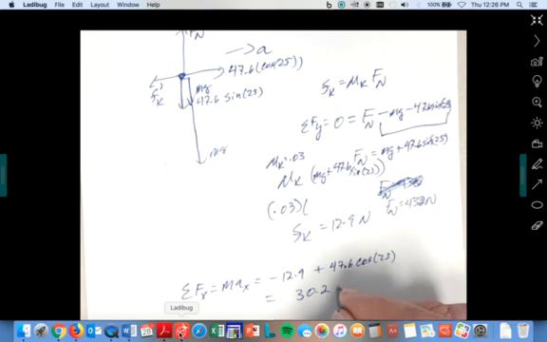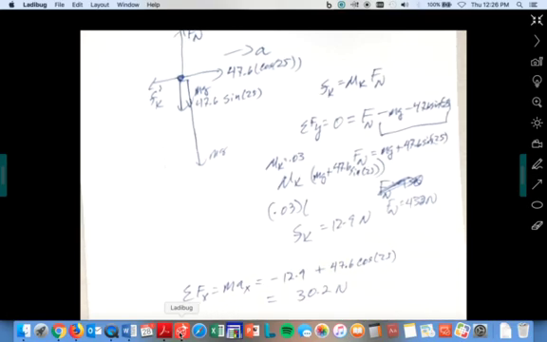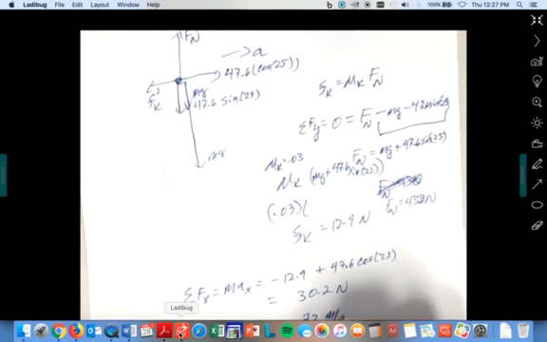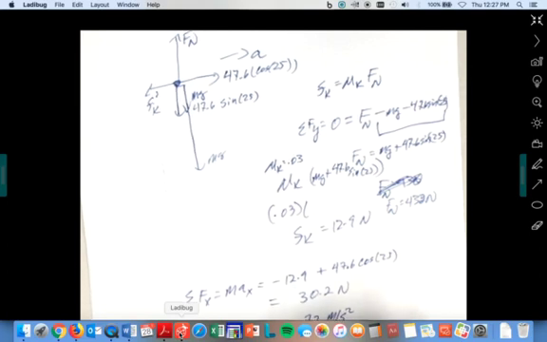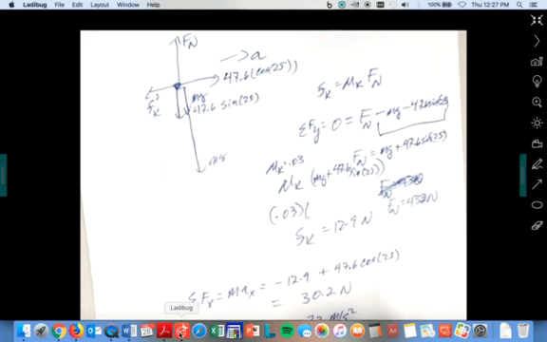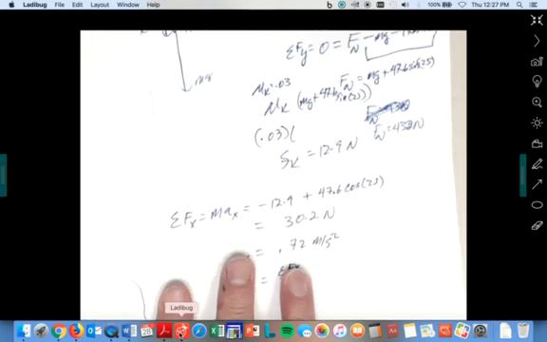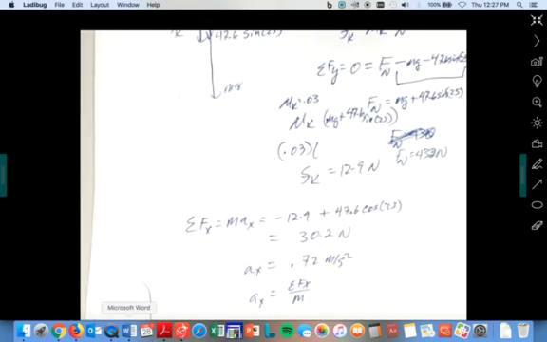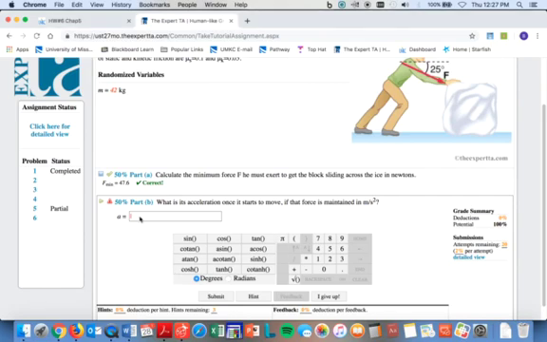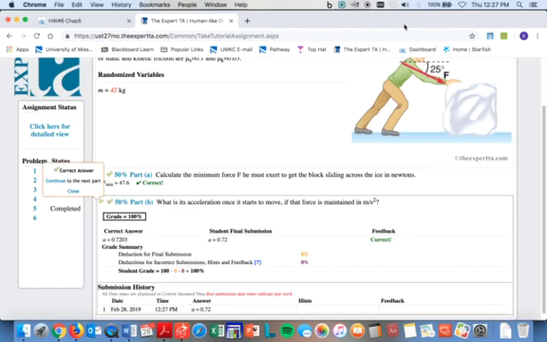Yep, 30.2 newtons. So acceleration, divided by 42, is equal to 0.72 meters per second squared. Where did I get that ax? ax is equal to the sum of the forces in the x direction divided by m. And let's see, 0.72. Let's see if that is correct. It'll be a miracle if it is, but you see how to do it. Oh, it was. All right, I rule.